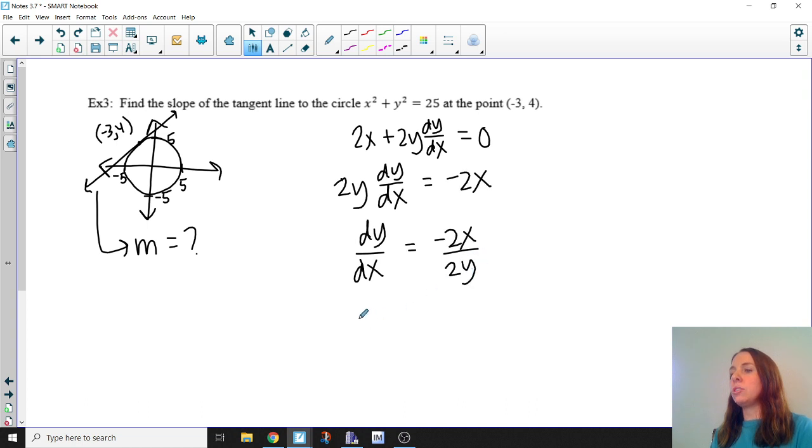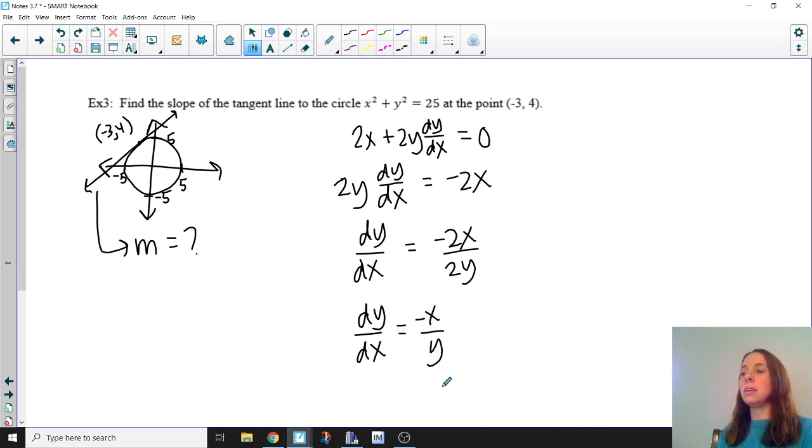-2x divided by 2y can simplify to -x over y. And that is the equation of the slope of a tangent line to a circle that is centered at the origin.